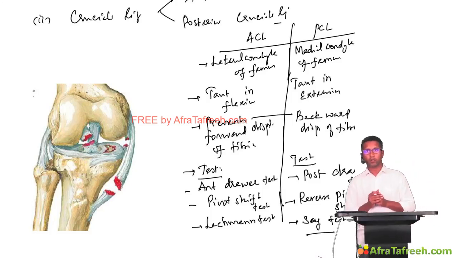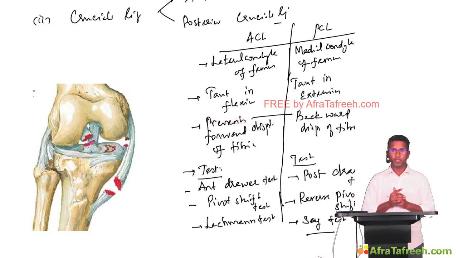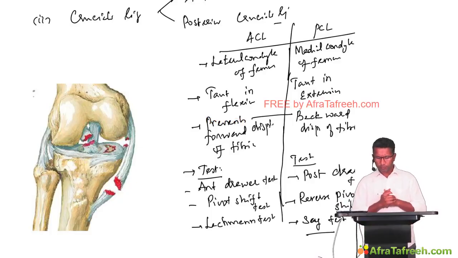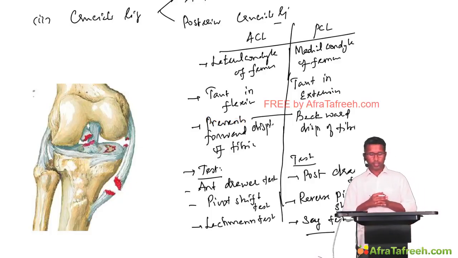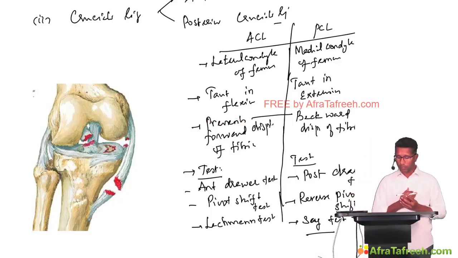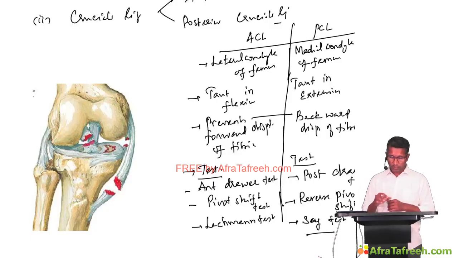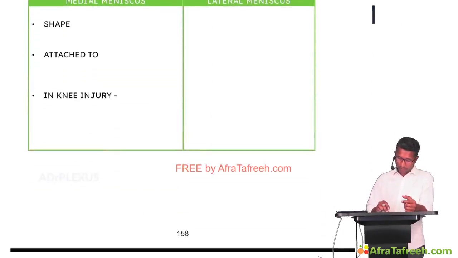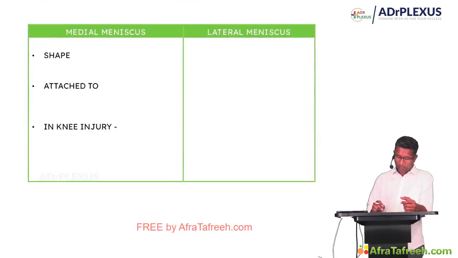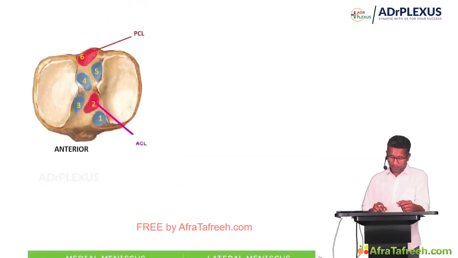So these are all the important points related to PCL and ACL, guys. Many times in orthopedics also they ask a lot of these questions regarding ACL and PCL. So I think we have covered ACL and PCL. Now we'll go to the meniscus. There are two menisci within the knee joint.